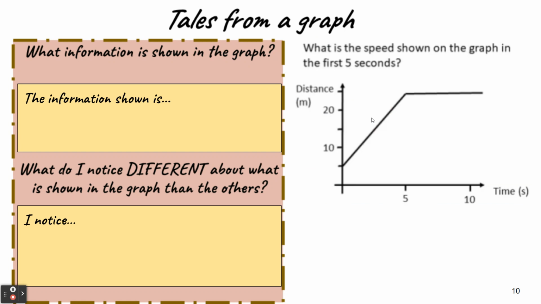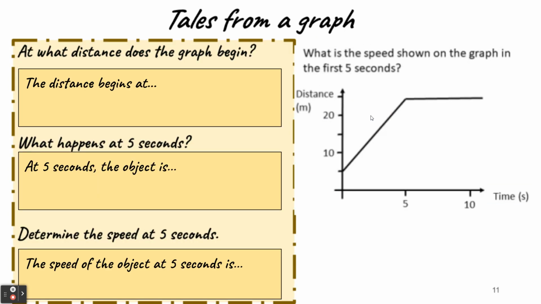So you have several that we're going to work on. And this last one asks, what is the speed shown on the graph in the first 5 seconds? Remember, I told you, you have time and you've got distance. So you're going to use the time and distance with your speed formula. Remember, speed equals distance divided by time. And you're going to go ahead and solve that, guys.